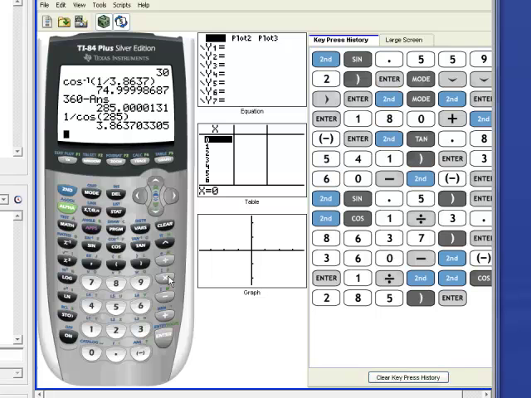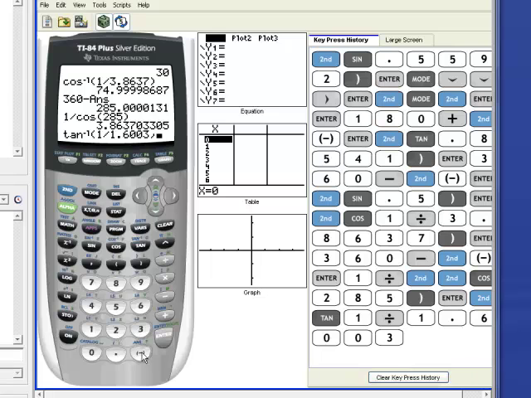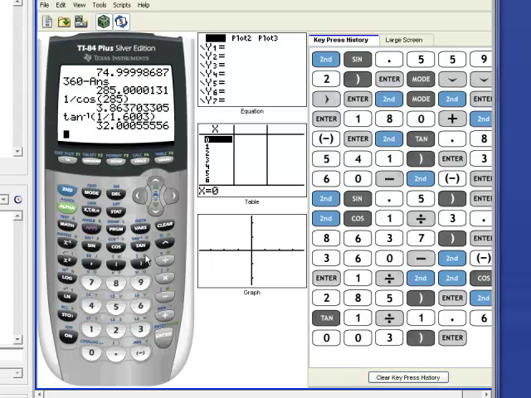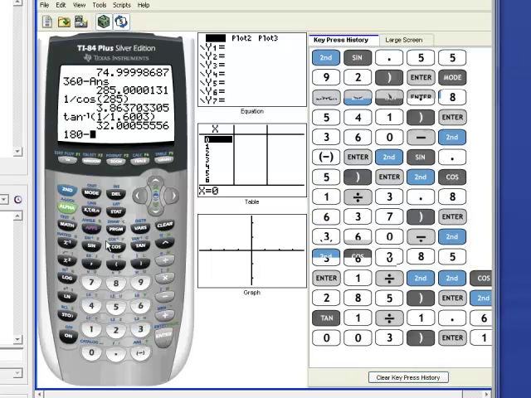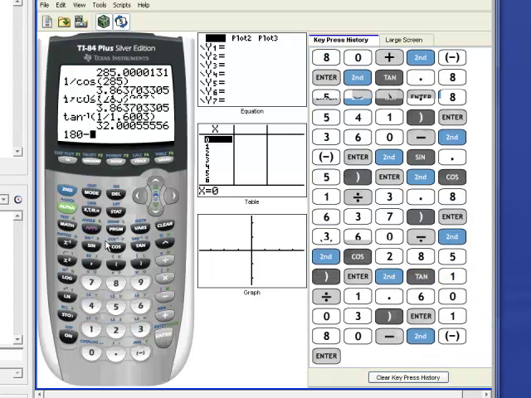The last one here is cotangent theta equals negative 1.6003. So we're going to do the inverse tangent of 1 over 1.6003. We're dropping the negative. So we come out 32 degrees as the reference angle. And then theta comes out, it says we're in quadrant 2, so we subtract that from 180. There we go, 148 degrees.